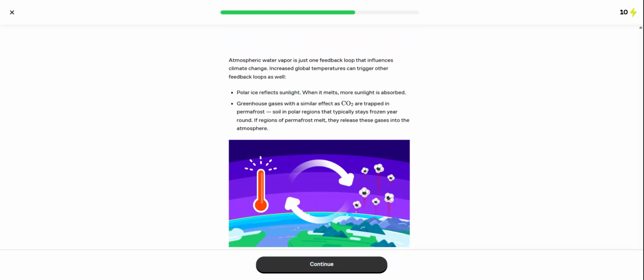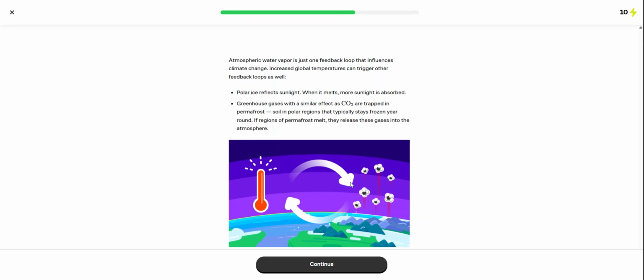Atmospheric water vapor is just one feedback loop that influences climate change. Increased global temperatures can trigger other feedback loops as well. So here they are. Polar ice reflects sunlight. When it melts, more sunlight is absorbed. And second, greenhouse gases with a similar effect as CO2 are also trapped in permafrost, soil in polar regions that typically stays frozen year-round. If regions of permafrost melt, they release these gases into the atmosphere.